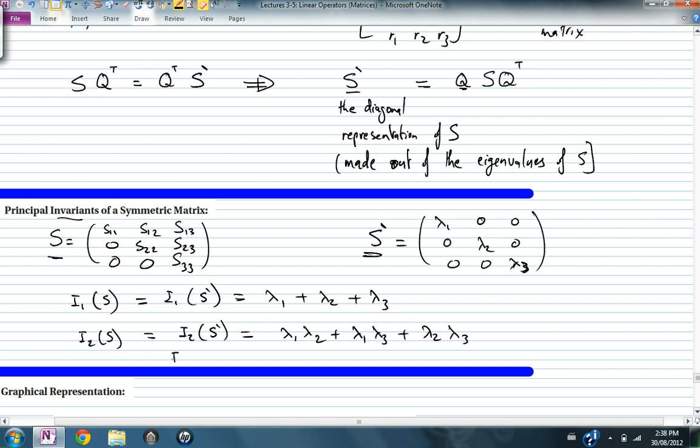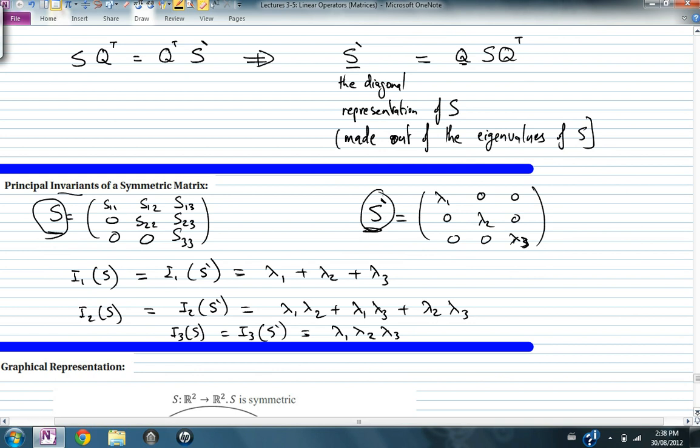And I3 of S, which is equal to I3 of S prime, because the invariant is indifferent whether you calculate it in the original coordinate system or in the new coordinate system. This will be equal to the determinant of S prime, which is equal to lambda 1 lambda 2 lambda 3. Okay, so this is the theoretical part about the symmetric matrix. Let's try to visualize what all this means.